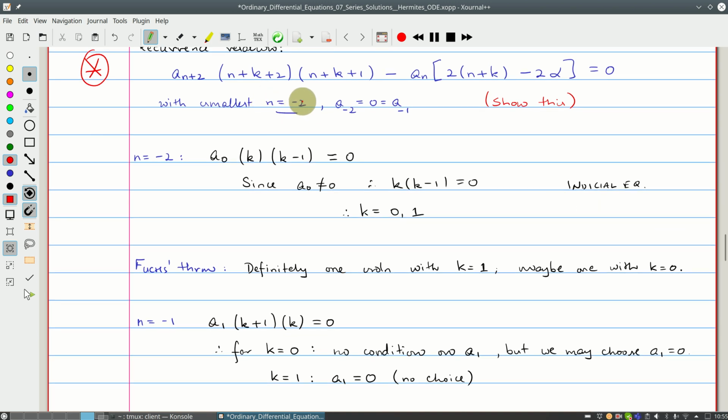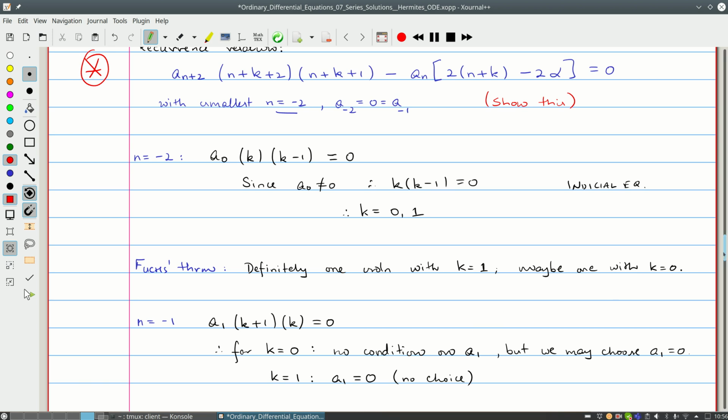There's another negative value of n. Let's have a look at it. If n is equal to minus 1, you will get a of 1 here. And here we'll have a of minus 1. Now a of minus 1 is again 0 by our requirements. So we have then an expression for a of 1 times k plus 1 times k is 0. Now for k is equal to 0, there's no condition. For k is equal to 0, this term is 0, so there's no condition on a1. It could be anything. But we may choose a1 is 0. This is our choice. And for k is equal to 1, k plus 1 times k is non-zero, therefore a1 must be 0. There's no choice here.